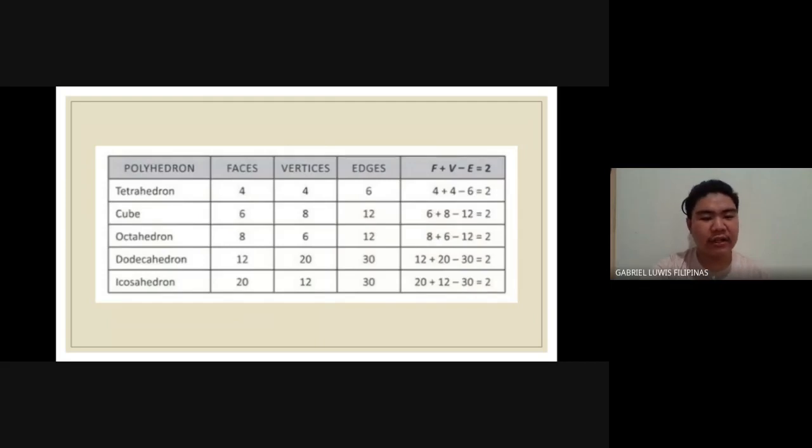So in this table, this is an example of the Euler's formula. For the tetrahedron, it has 4 faces, plus 4 for the vertices, minus 6 for the edges is equal to 2. As well as the cube, 6 plus 8, minus 12 equals to 2, and so on.